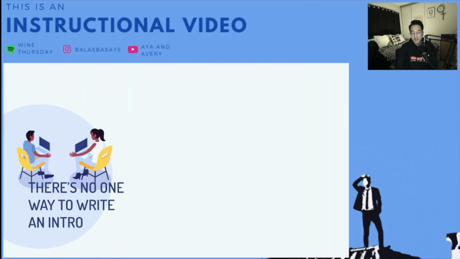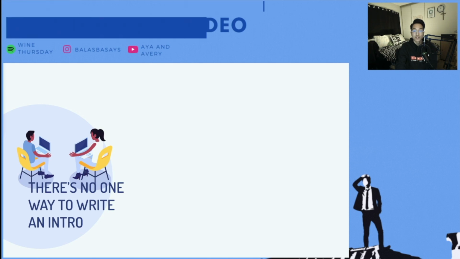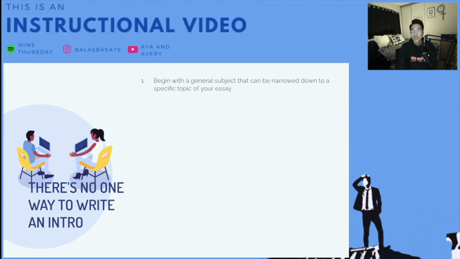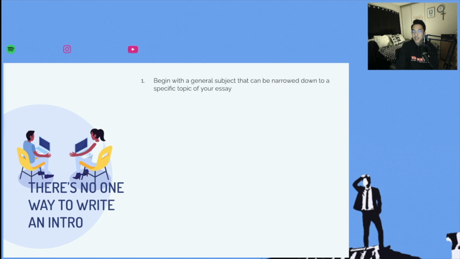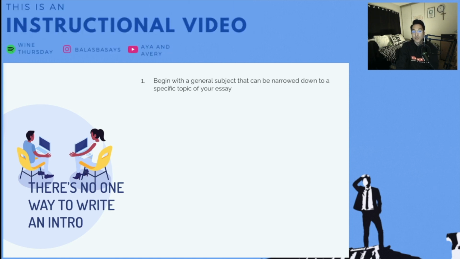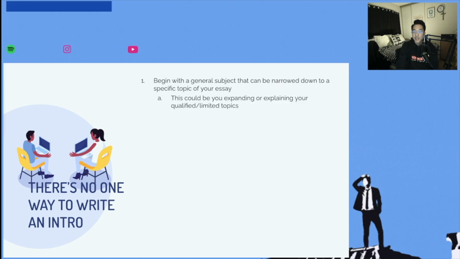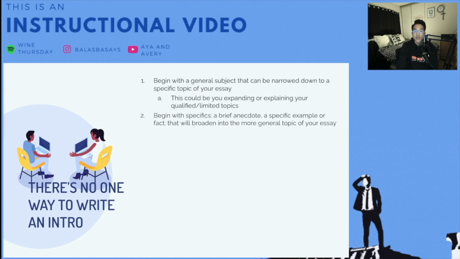So to wrap up this introduction paragraph lesson, there are various ways to write an introduction paragraph and different uses at the beginning of any written work. So here are a few ways that you could write your introduction. Begin with a general subject that can be narrowed down to a specific topic of your essay. This could be expanding or explaining your qualified or limited topics. Begin with specifics, a brief anecdote, a specific example, or fact that will broaden into a more general topic of your essay.